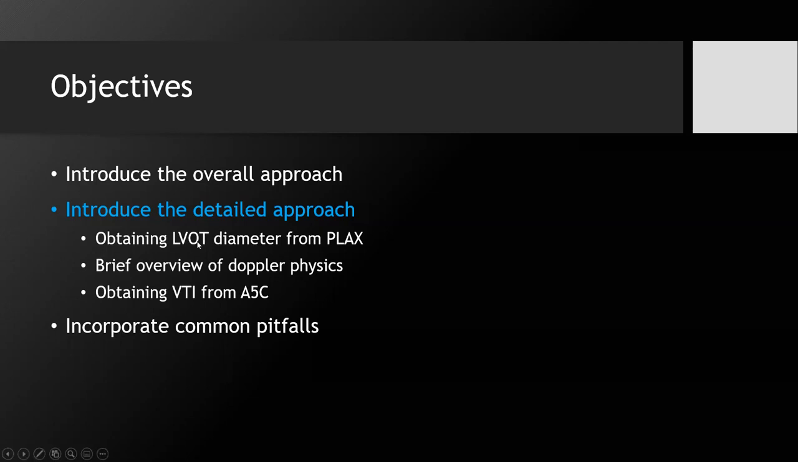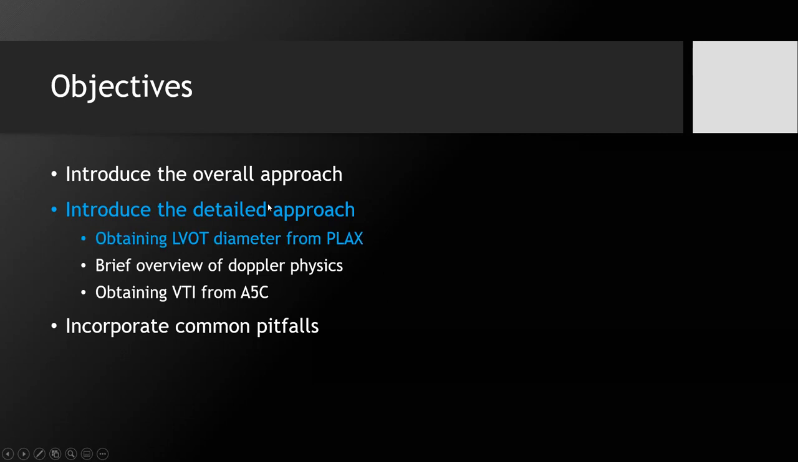But great question. So the detailed approach for getting cardiac output is now getting the LVOT diameter from the parasternal long axis, which I'll show you, and I'll show you some pitfalls. Then a brief overview of Doppler physics, because that's going to be needed to understand how you're getting the height of that cylinder from the apical 5-chamber view. And throughout, we'll be incorporating some pitfalls.